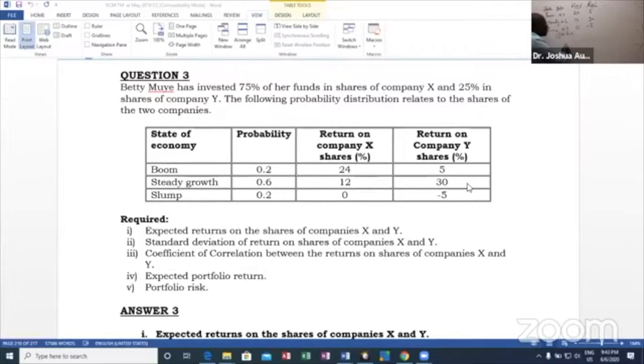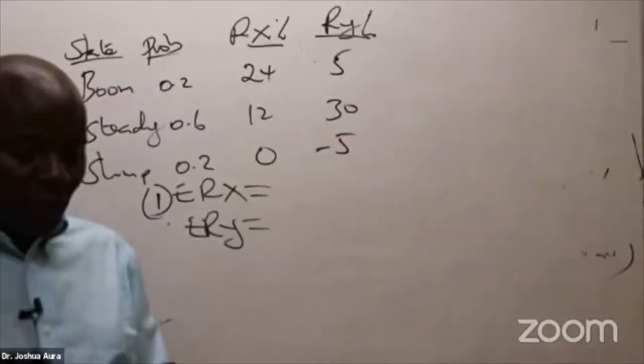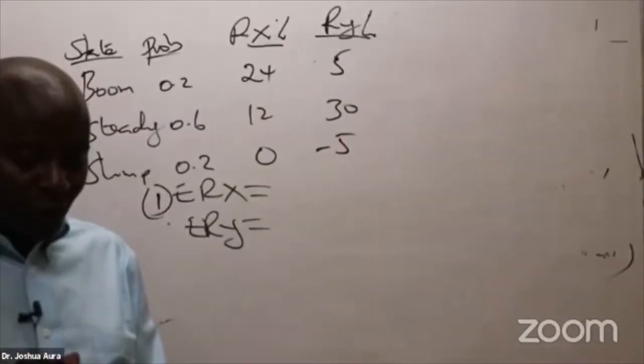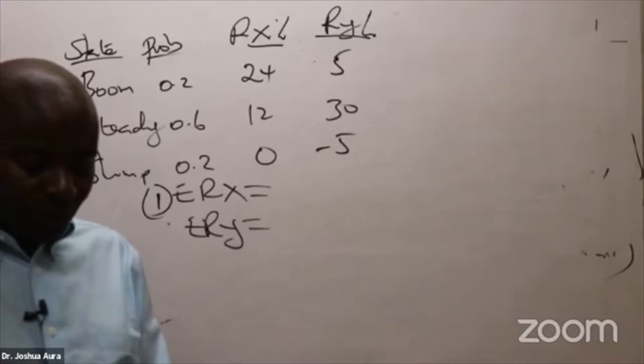of X. And then we have expected returns of Y. These ones we are not touching at all. Those two, you should be able to give me the expected returns. Could you kindly try getting for us the expected returns? Just try. I want to see whether there is any student who will be able to get expected returns. Let's see.